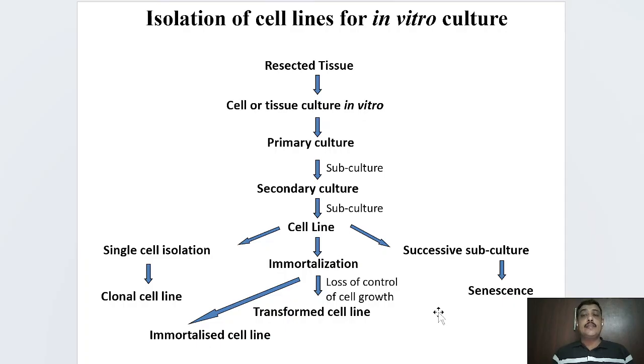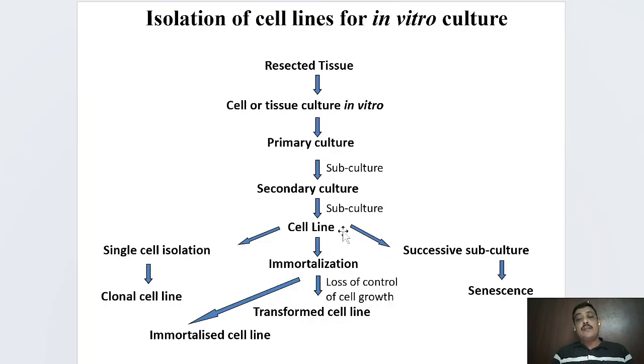How are we going to isolate the cell and how are you going to further culture it? So we call it in vitro culture. First, you take the tissue and then you disturb this tissue so that you get cells or tissue, and then from that cell we call it primary culture because we isolate it from a single tissue, and then we will do subculture and then it will become secondary culture, and further you do subculture, then it becomes a cell line.